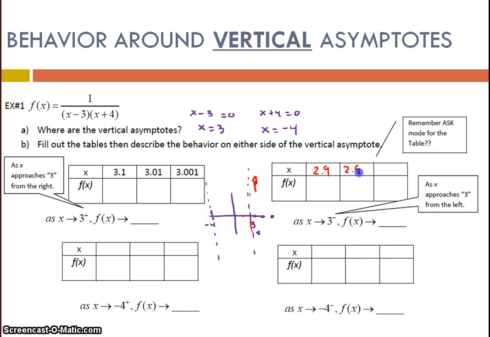2.99 is even closer to 3, and on the left hand side of 3, and even closer, 2.9999. Okay, you keep adding 9s, you're getting closer and closer to this vertical asymptote, and we're still on the left hand side. 3 minus is the left hand side. So we're just going to plug 2.9 and so on in our calculator. So let me get my calculator out again. Go ahead and fill out the table.